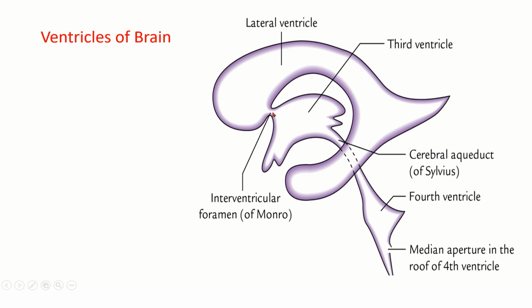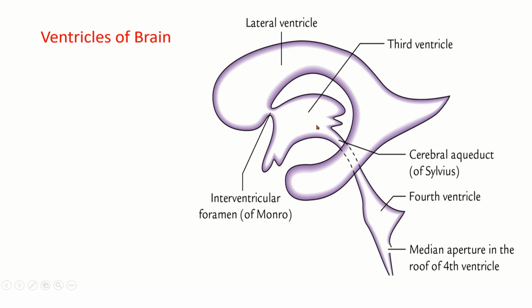The interventricular foramen of Monro is the communication between the lateral ventricle and the third ventricle. Here there might be obstruction to the CSF flow. The cerebral aqueduct is the connection between the third ventricle and the fourth ventricle. Here also it can obstruct. In the roof there is the foramen of Magendie, and on either side there is the foramen of Luschka. Those are the communications between the fourth ventricle and the subarachnoid space. So any of these points can get blocked, resulting in hydrocephalus. We'll deal with hydrocephalus at the end of this session.